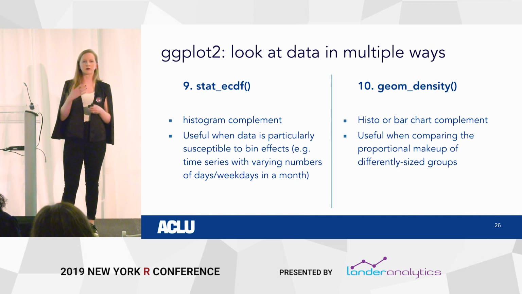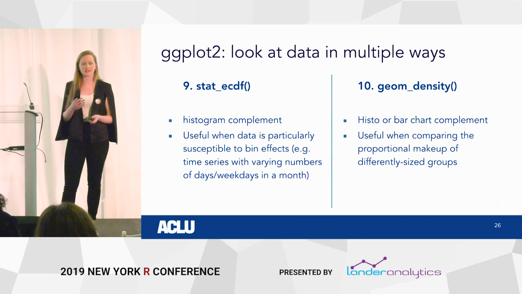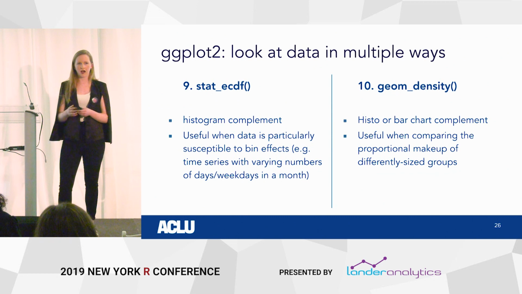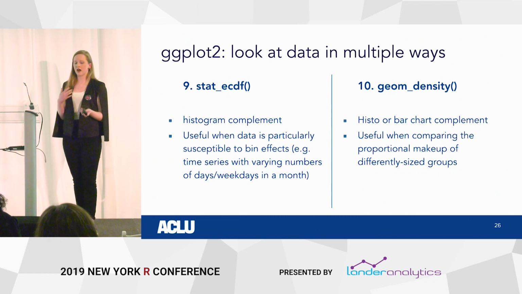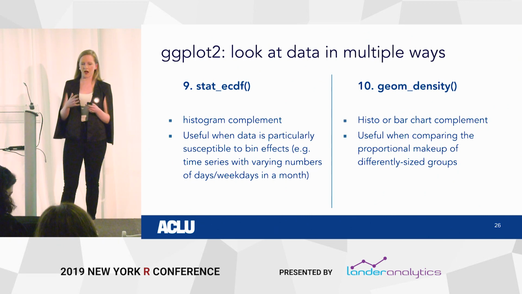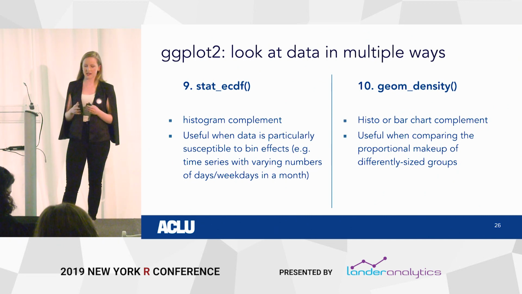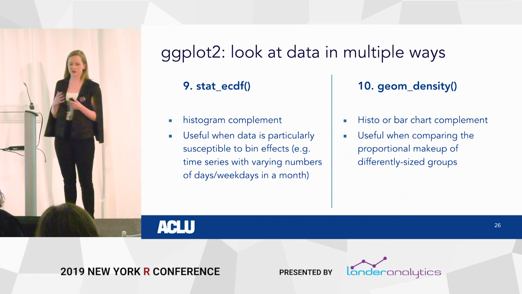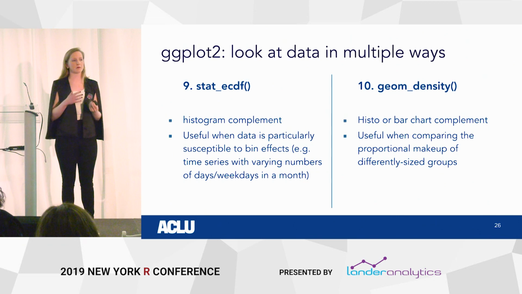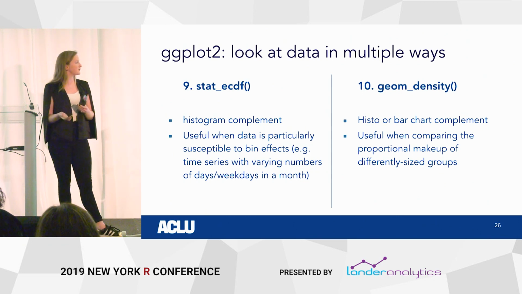And it's really useful when our histograms are really susceptible to binning effects. So we know that sometimes a histogram can look a certain way but be kind of a misleading plot. And so it's useful to use those two in tandem. And then kernel density plots are also sort of a histogram or bar chart complement. And in this case, they are really useful if we're comparing the proportional makeup of two differently sized groups.